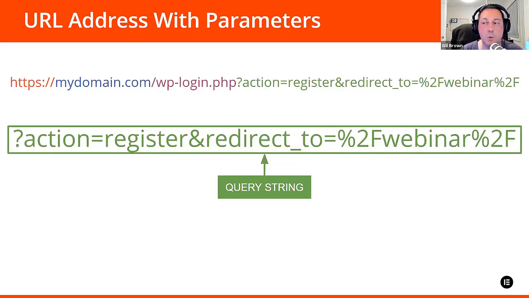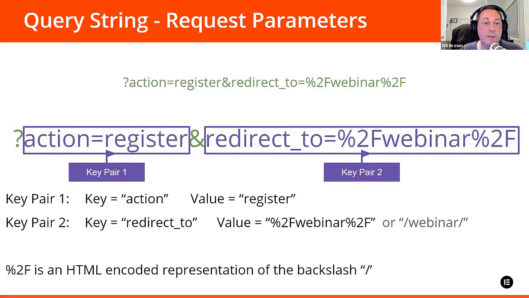So let's have a closer look at those request parameters. This is the same URL with the same request parameters, but I'm highlighting a few extra things here. In this example, request parameter key pair number 1 contains the key action, and its value is register. Key pair number 2 contains the key called redirect_to, and its value is webinar, which is a page on the site to redirect to after registration.